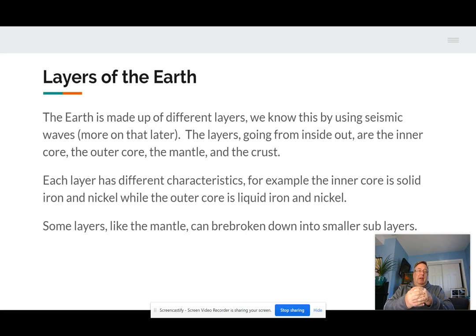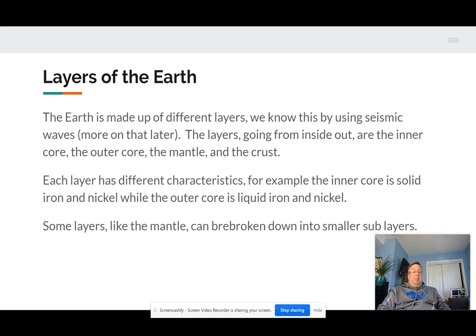That would kind of be like an ice cube floating in the middle of your glass of water and never melting. Okay, so we'd have to try and figure out why that happens. Okay, then we're going to go into the mantle and the crust. All right, so each layer has different characteristics, which I just mentioned about the inner core being solid, while the outer core is liquid.